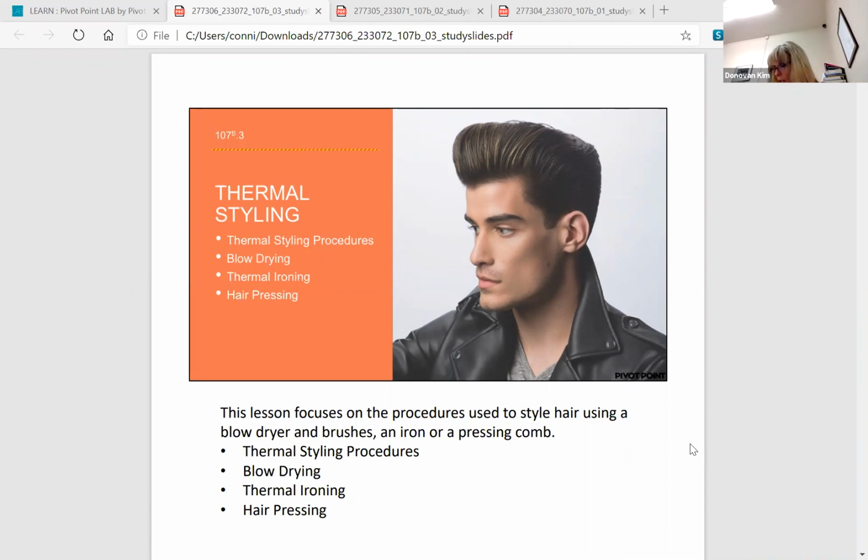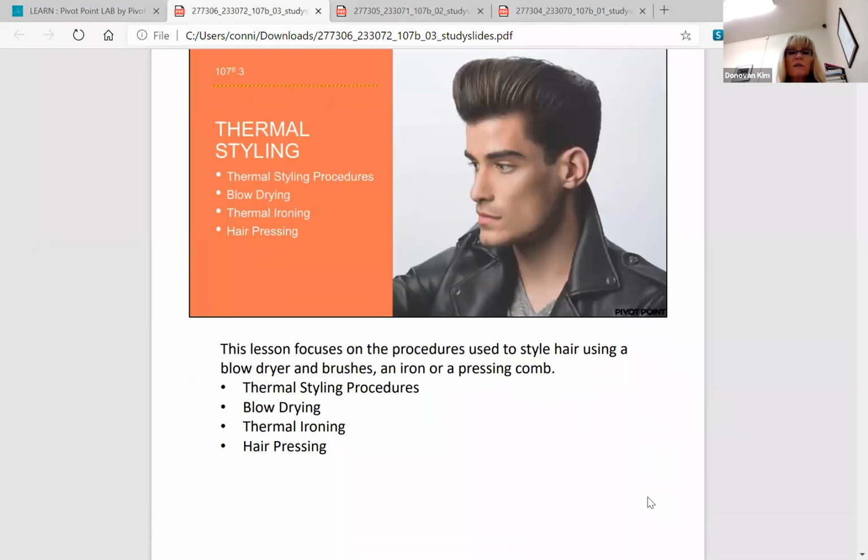Because if you sweat, if you go outside in the rain, the humidity, it's going to change your hair, right? Because it's only a temporary thing. So that's how your hair gets styled every day.